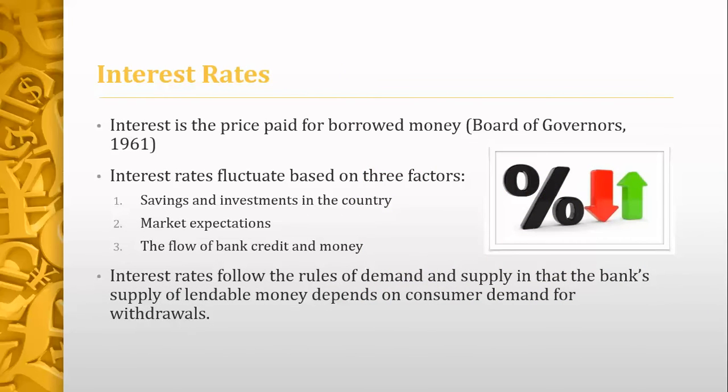Interest rate. Interest is the price paid for borrowed money, and they fluctuate based on three factors: savings and investment in the country, market expectations, and the flow of bank credit and money. Interest rates follow the rules of demand and supply in that the bank's supply of lendable money depends on the consumer demand for withdrawals.